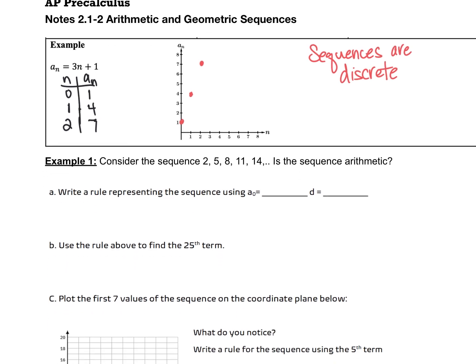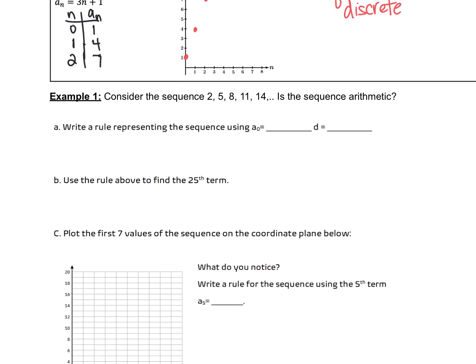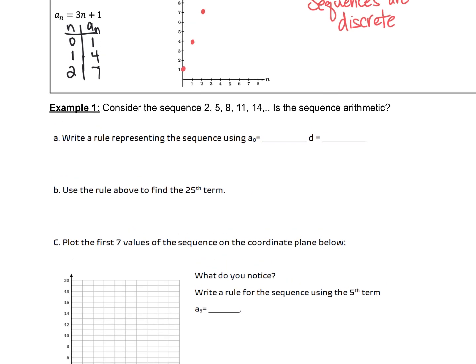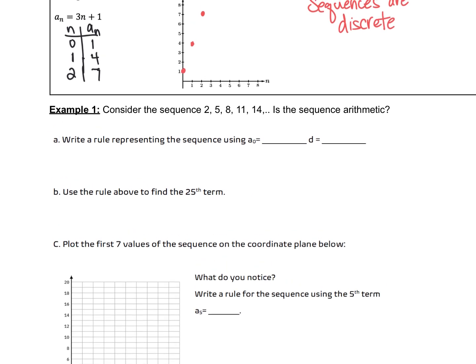All right, let's jump in here. Let's get to the good stuff. So here's a sequence: 2, 5, 8, 11, 14. Is it arithmetic? Yes. We either add or subtract to get to the next number. Are we adding or subtracting to get to the next number? Yes, we are. So it is indeed arithmetic. What is our common difference? What are we doing each time? We're adding 3. So the list that they gave me there starts with the first term.